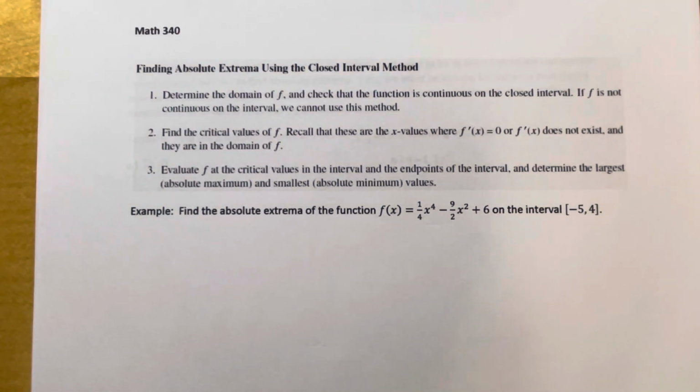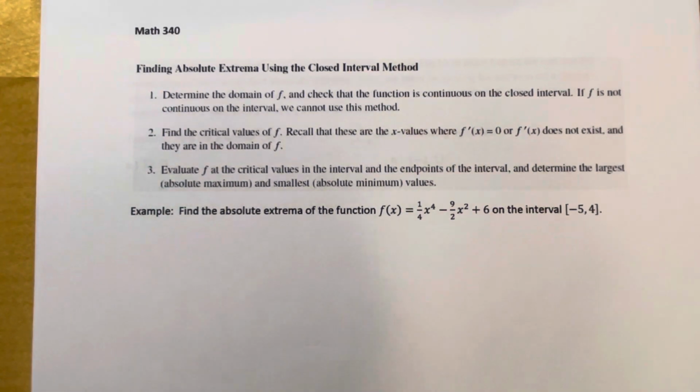Whatever the largest value that comes out of that function is, that's automatically your absolute maximum. Whatever your smallest value is, that's automatically your absolute minimum, because there are no other possibilities. By checking all of the critical values and the endpoints of your interval, you have checked all of the possible locations that an absolute extremum can occur, provided that your function, again, is continuous on that closed interval.